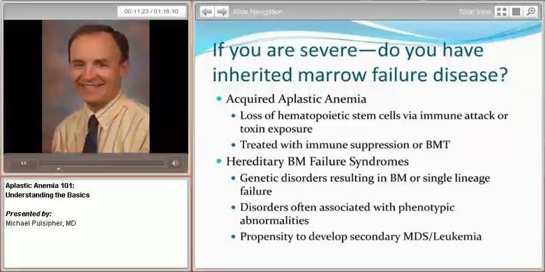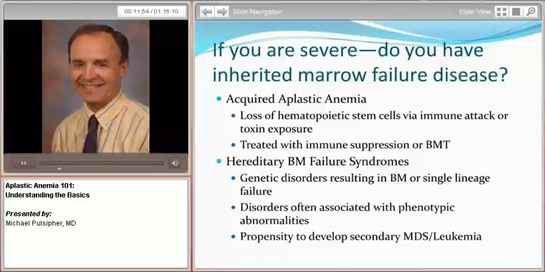So now you've determined whether you're severe, you need to take a look at the next slide and go one step further. You need to make sure that it is aplastic anemia as opposed to something else. The other thing that it could potentially be is a hereditary bone marrow failure syndrome. Now let's talk briefly about aplastic anemia, and I'll talk about it, of course, a lot more as far as the causes in a few slides.